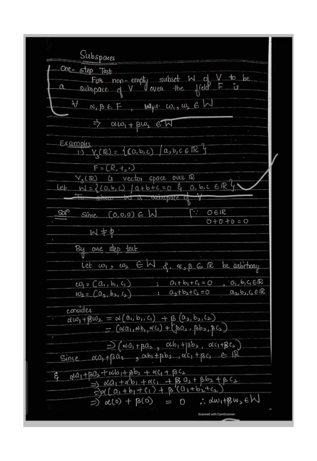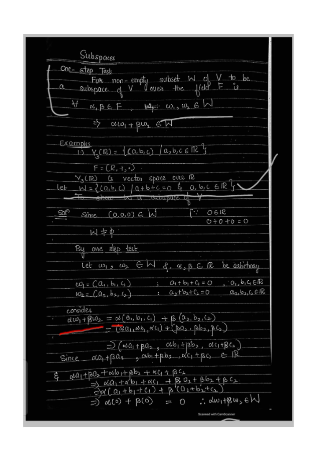Okay. Now we want to show that alpha into W1 plus beta into W2, where alpha and beta are scalar quantities, is also an element of W. For that, I have to consider alpha into W1 plus beta into W2.